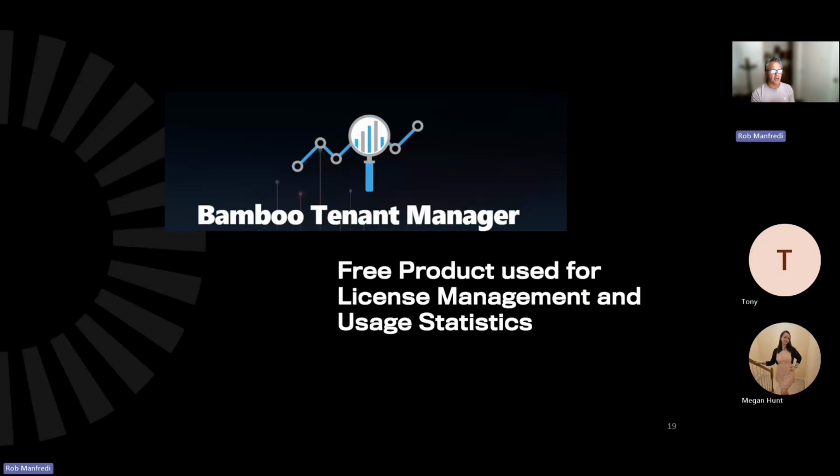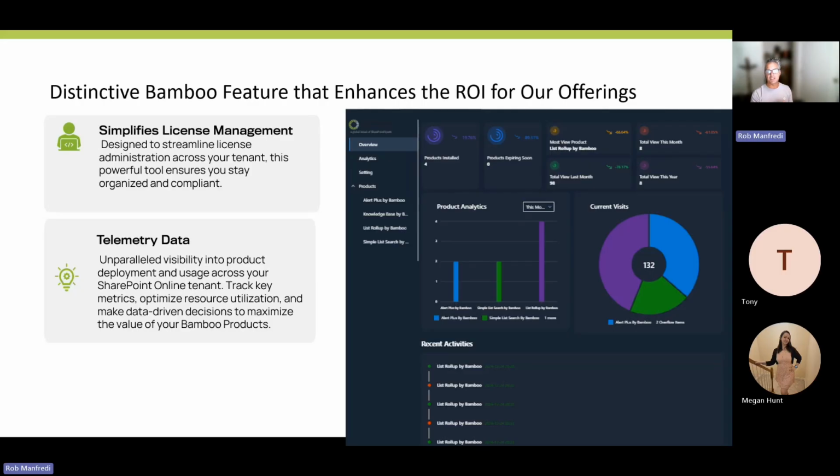One of the neat things with our products is that it comes with a free product called Bamboo Tenant Manager. Bamboo Tenant Manager does two things. One, it's a centralized repository for you to manage the licenses for your products. So even if you have your products on, let's say, 50 or 100 sites, you don't have to license each one. You manage the license in a central location, which is Bamboo Tenant Manager. The other thing it does is gather telemetry data, which gives you really unparalleled visibility into product deployment and usage across your SharePoint tenant. So you can track key metrics, optimize resource utilization, and make data-driven decisions to maximize the value of your products.